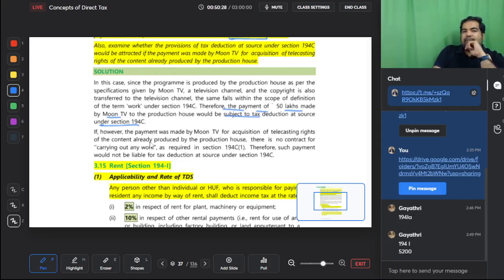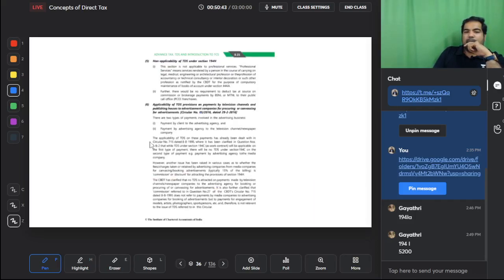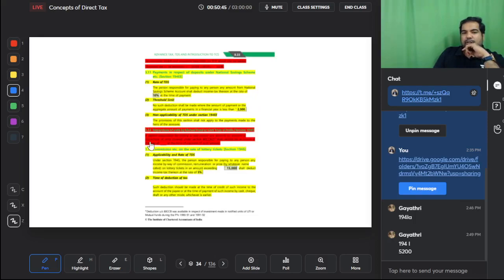Examine whether the provisions of TDS would be attracted if the payment was made to Moon TV for acquisition of telecasting rights of an already produced program. That means if already produced and you're buying, then in that case it's not a contract, and hence 194C will not apply. Because works contract and purchase contract are different.